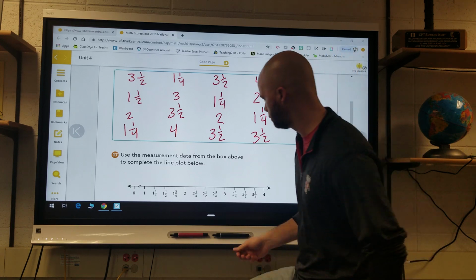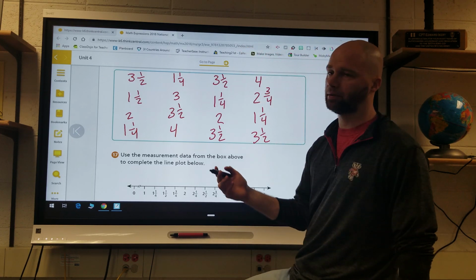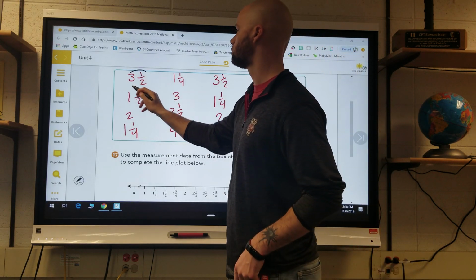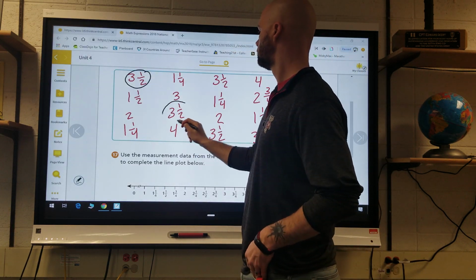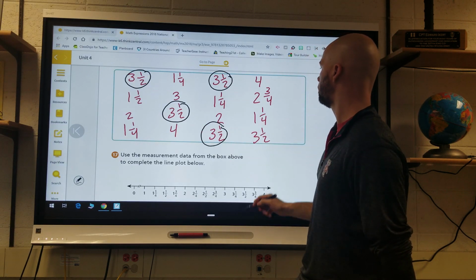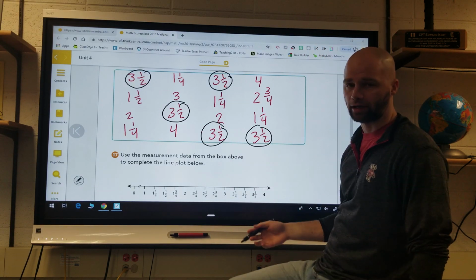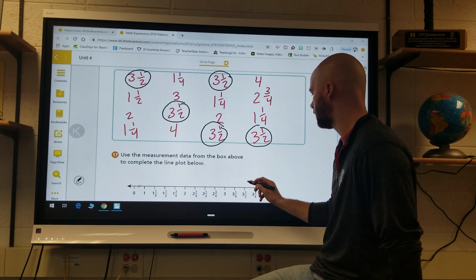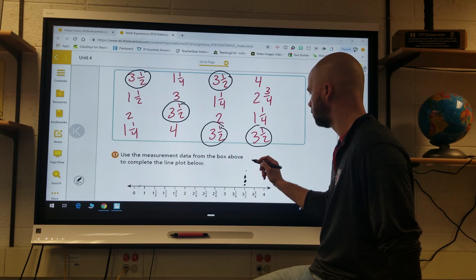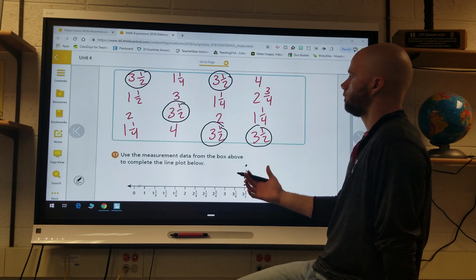So now what I'm going to do is go around and see how many times each of them shows up. So 3.5. Here's 1, 2, 3, 4, and 5 times. Okay, so I'm going to go down here. I'm going to find 3.5, and I'm going to make 5 dots there. So 1, 2, 3, 4, and 5. Okay.